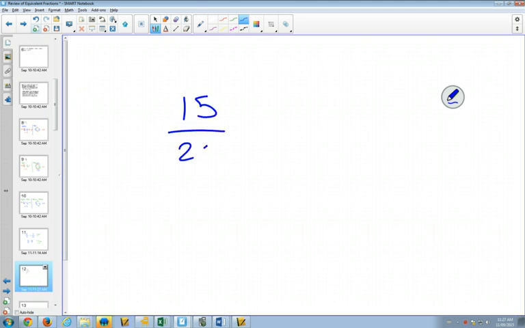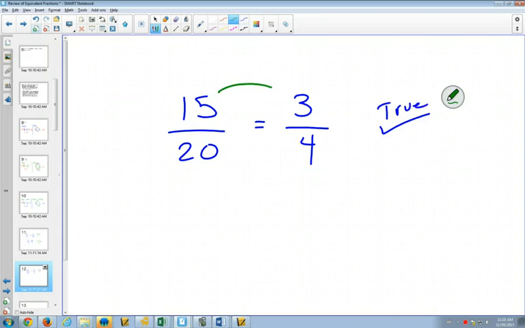Would you agree that 15 over 20 is the same as 3 over 4? Yes or no? Yes. What did I do to go from here to here? I divided by 5, and I divided by 5. Yes, that's true.